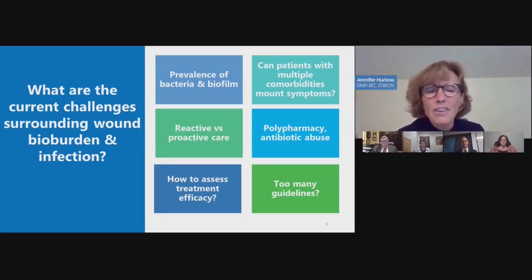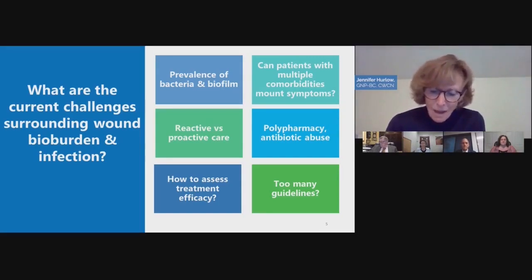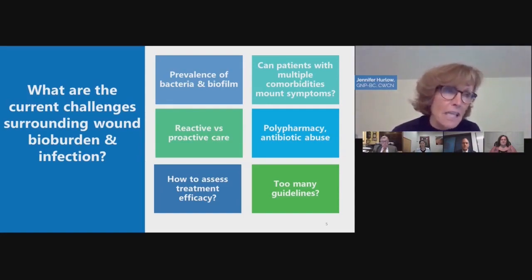Yes, and also as somebody who wants to follow evidence-based wound care, there are so many guidelines. There's IWII, there's AAWC, there's IWGDF, there's IDSA, there's so many guidelines, and sometimes they conflict. Sometimes they recommend different types of treatments, so I get confused, which do I follow?